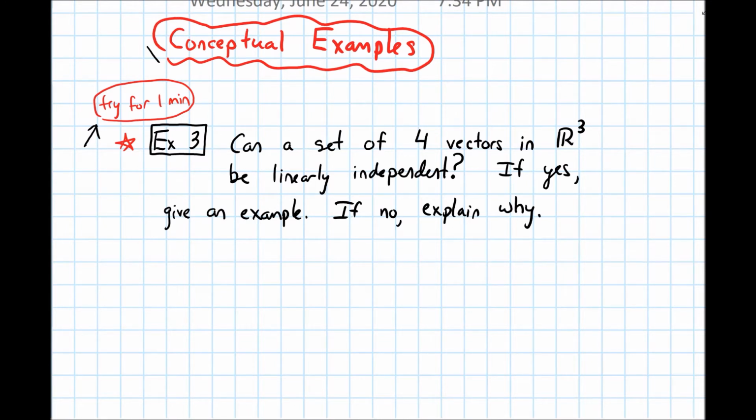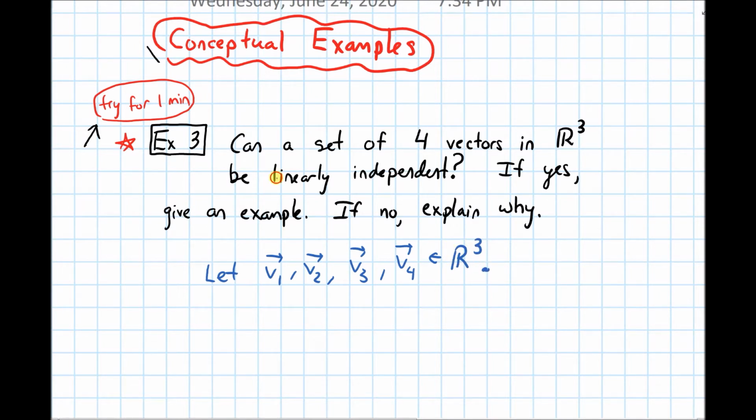So before I say what the answer is, let's think about this. There are 4 vectors here. So let's just call them v1, v2, v3, and v4. So let's let these 4 vectors be in R3, which means they each have 3 entries.